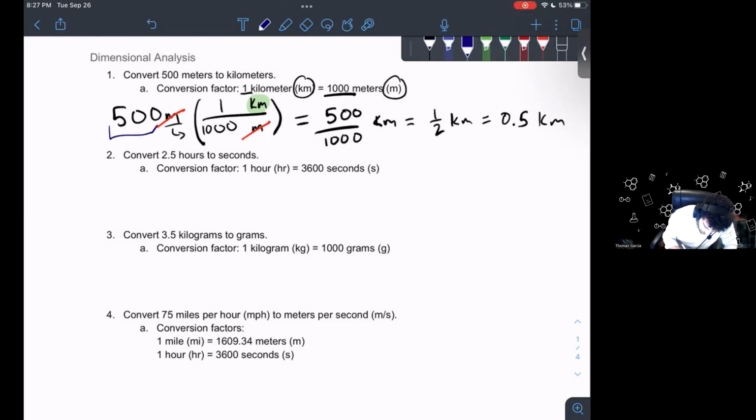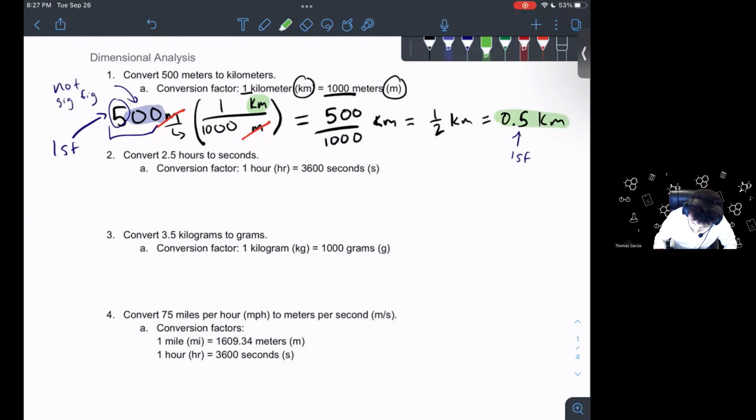In my first number, I only have one significant figure. These zeros in the back are not significant, because trailing zeros are not significant if there is no decimal. We only count them if there's a decimal. So we only have one sig fig, which means our answer should also have one sig fig. All right, and that is number one.